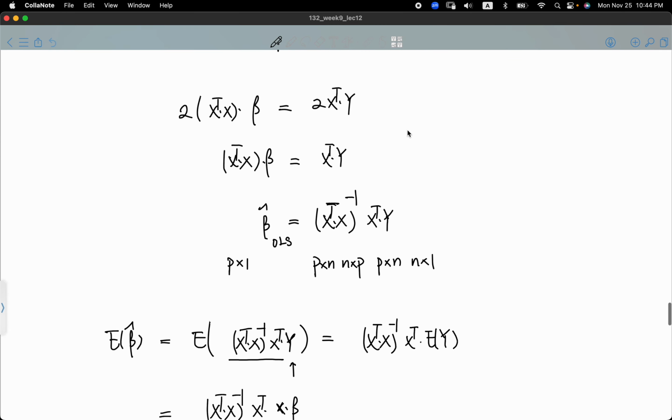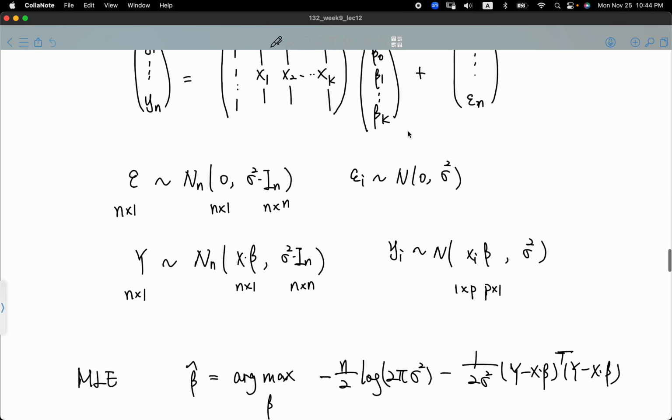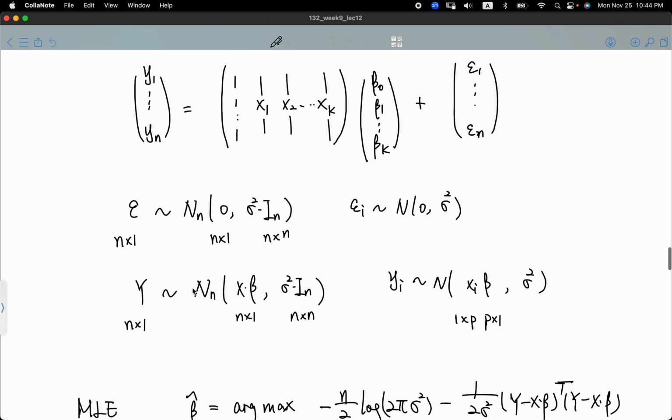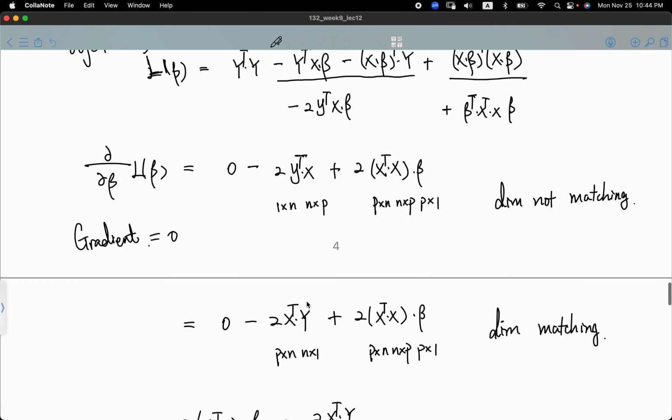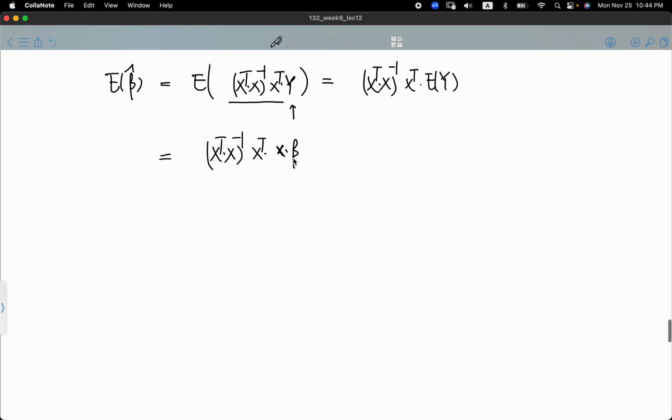So this is equal to x transpose x inverse x transpose, and then x multiplied by beta. The y here, we know, follows a normal distribution with mean x beta. So the expected value for y is going to be x beta. And then you will have this equal to beta. So you can also call this unbiased: the expected value for the estimator is equal to the true value beta.